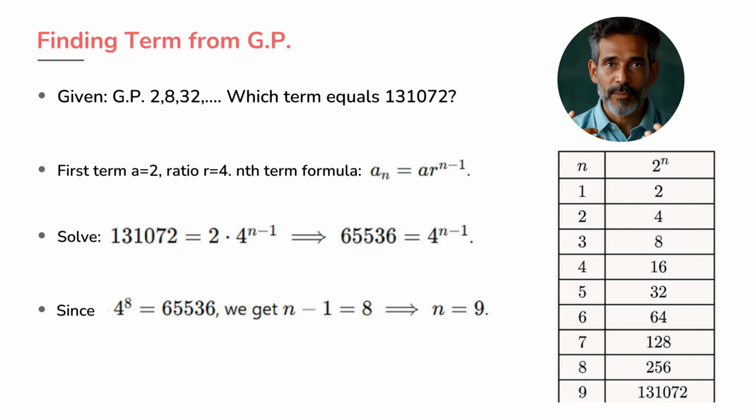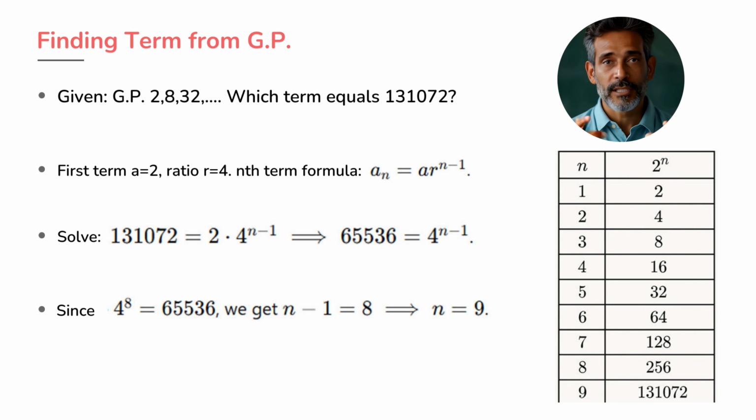Step 2. Substitute. 1,31,072 equals 2 times 4 raised to the power n minus 1. Simplify. 65,536 equals 4 raised to the power n minus 1. Step 3. Recognize that 4 raised to the power 8 equals 65,536. So n minus 1 equals 8. Therefore, n equals 9. So, the ninth term of this GP is 1,31,072.